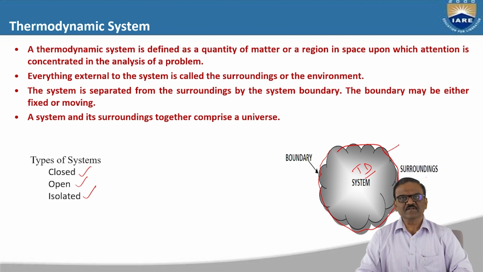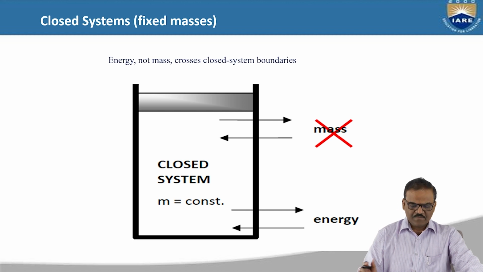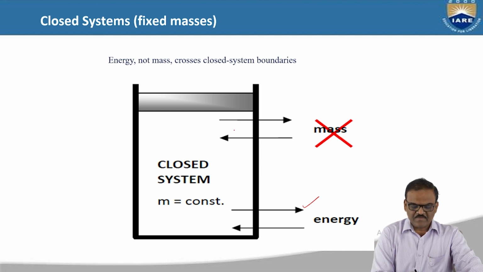When you go with a closed system, energy, not mass, crosses closed system boundaries. Meaning, only energy transfer takes place between system and surroundings, and there will not be any mass transfer that takes place. Okay, and here mass is constant.